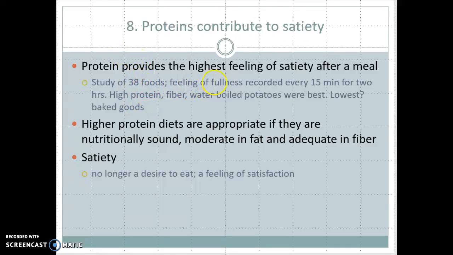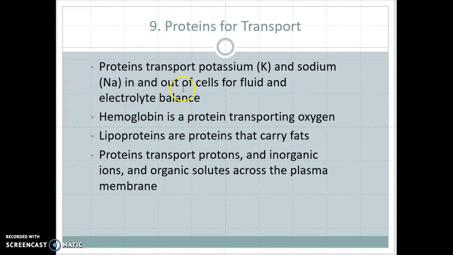Another function of protein is it helps with satiety. Eating protein at every meal, not just carbs, makes you feel full longer and helps you to concentrate. And then proteins are also used for transport. They transport oxygen in the form of hemoglobin. They carry fats in the form of lipoproteins. They also carry minerals and allow minerals to move in and out of cells by the protein receptors on the cells. So there are a lot of functions for protein.